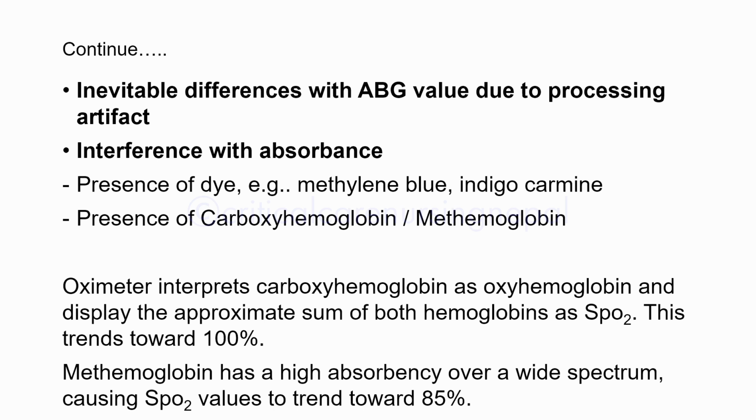Another is methemoglobin. Methemoglobin also absorbs strongly across both wavelengths, and SpO2 will drift towards 85% regardless of true oxygenation. So think of oxidizing drugs like benzocaine, nitrates, dapsone. The patient may look chocolate brown. Again, think of co-oximetry to get an accurate reading.